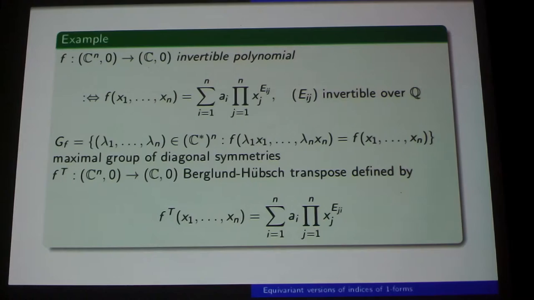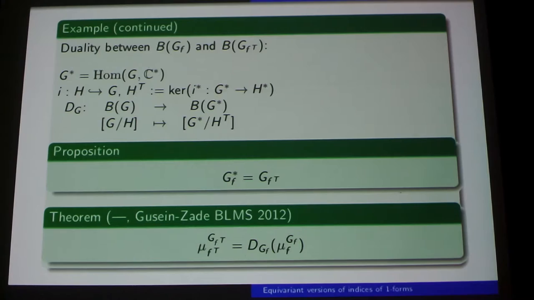So now we have the following result. We consider the maximal group of symmetries of the polynomial F and the maximal group of symmetries of the transpose polynomial F transpose, and then there is a natural duality between these groups. This duality is given as follows. We consider the group of characters G star of G, and if one has a subgroup H of G, embedded by an inclusion map i, then you can define a transpose group, a dual group H transpose, simply by taking the kernel of the transpose map i star from G star to H star.